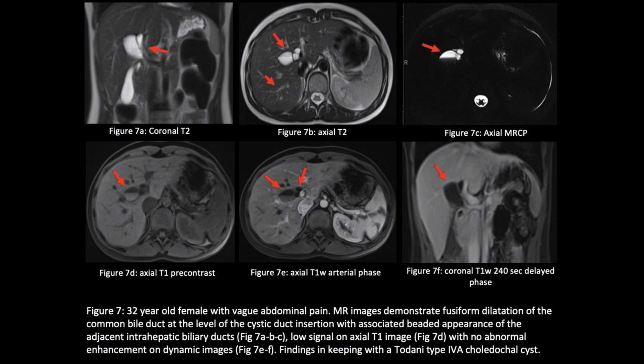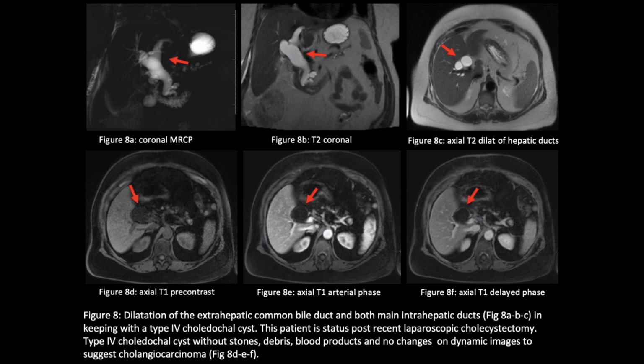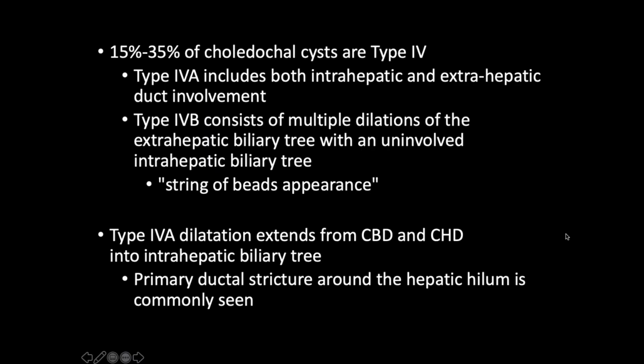Another case, MR imaging is showing fusiform dilatation of the common bile duct at the level of the cystic duct insertion, where the arrows are pointing. There is no abnormal enhancement on the dynamic images, findings in keeping with type 4A choledochal cyst. Here's another case. Here there is dilatation of the extrahepatic common bile duct and both intrahepatic ducts. This is in keeping with type 4A choledochal cyst, and this patient is status post laparoscopic cholecystectomy. There's no abnormal enhancement on the dynamic images to suggest malignant transformation.